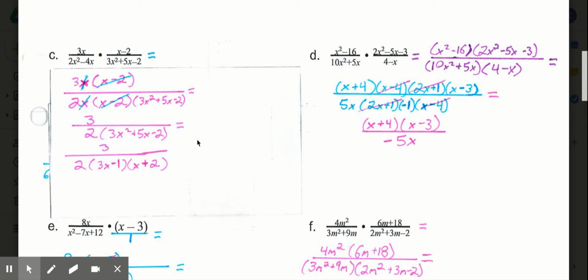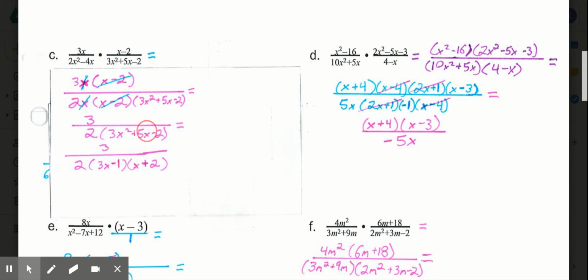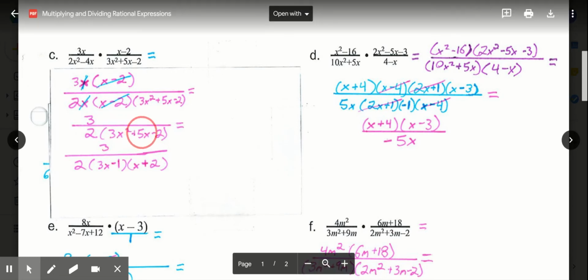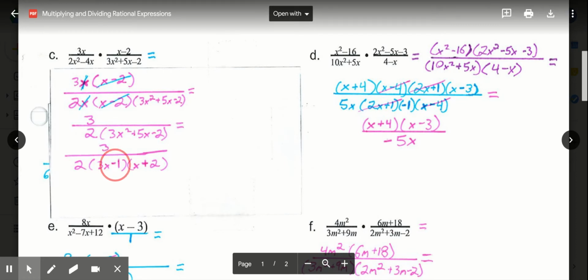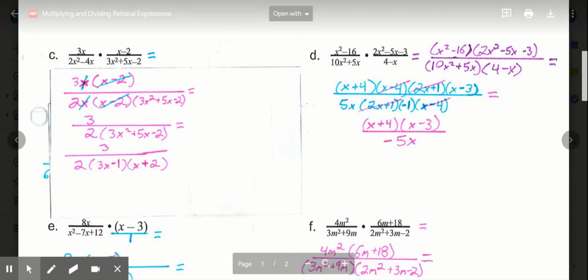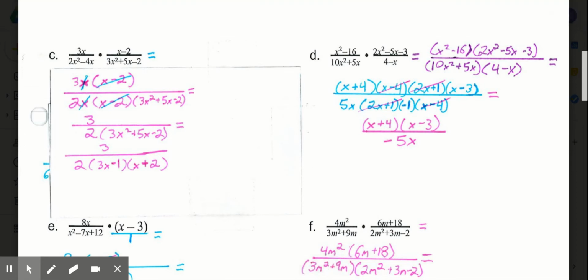Now, because the goal is to simplify in the end, I'm not going to distribute this 2 to each part, because I'm just going to have to undo that. What I'm going to do is factor this trinomial. So 3x squared plus 5x minus 2 factors to 3x minus 1 times x plus 2. So our answer here would be 3 over 2 times 3x minus 1 times x plus 2.